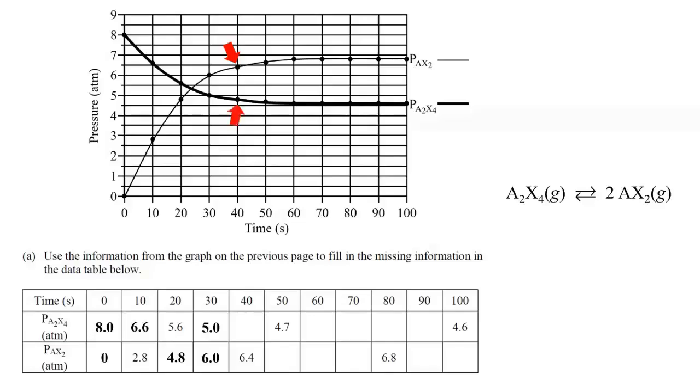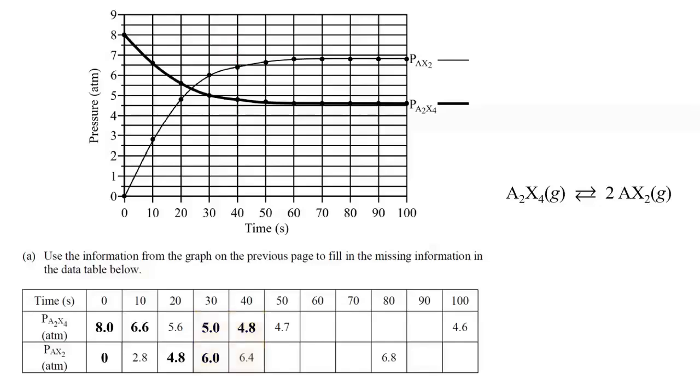If we take a look at the stoichiometry and focus on this particular 10-second interval, we can see that the pressure of the product increases by 0.4 atmospheres. Therefore, the pressure of the reactant would decrease by half that amount, or 0.2 atmospheres. So 5 minus 0.2 is 4.8 atmospheres, which we can see from the graph.